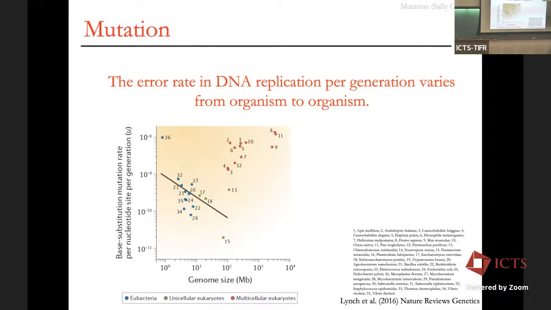So where would they be? I can't exactly put them on this. But much higher, I would say, for the RNA viruses, much, much higher. And here too, notice that this is per generation, so those generations are smaller, so you have to adjust for that too.